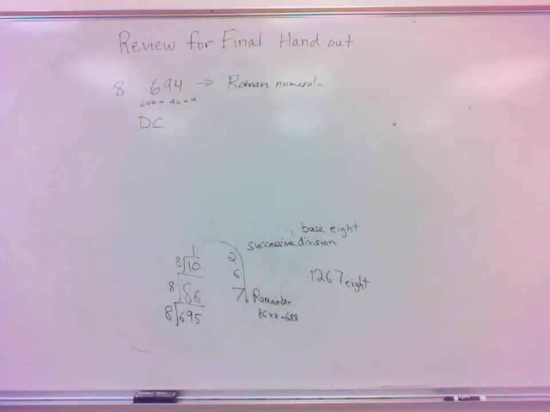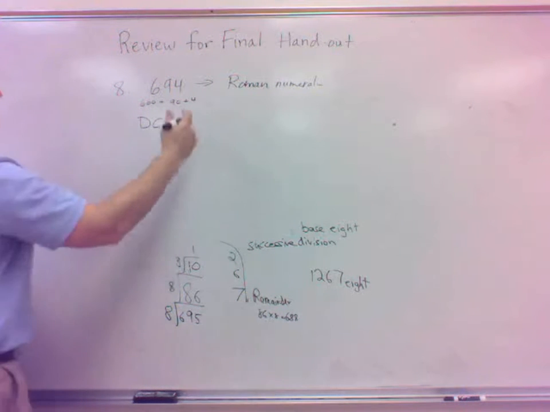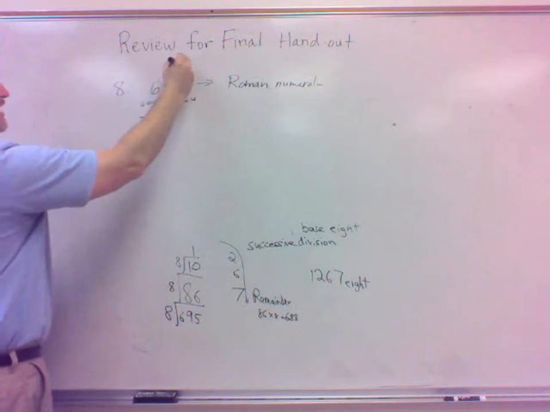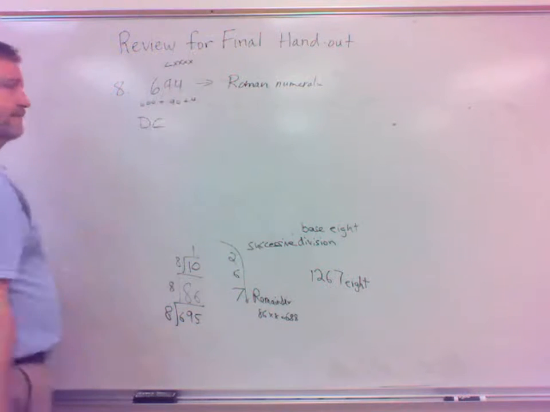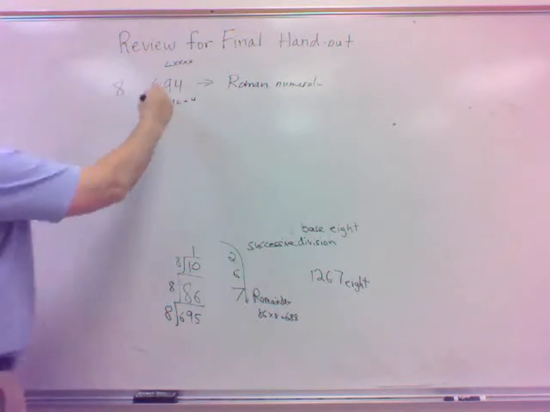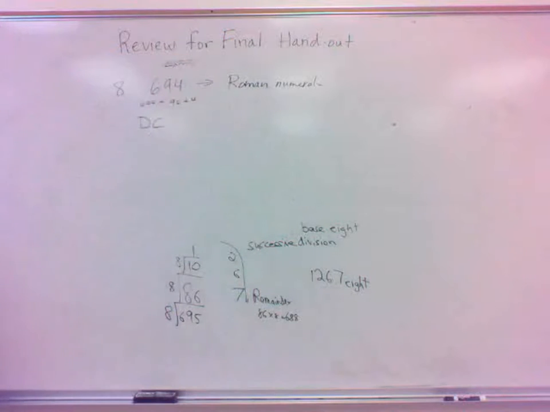Now 90. On 90 I've got L is 50 and X is 10, but what's wrong with L, X, X, X? That'd be 90, but the Romans didn't like that because they didn't like more than 3 in a row of the same type. So L, X, X, X is not what we're shooting for.